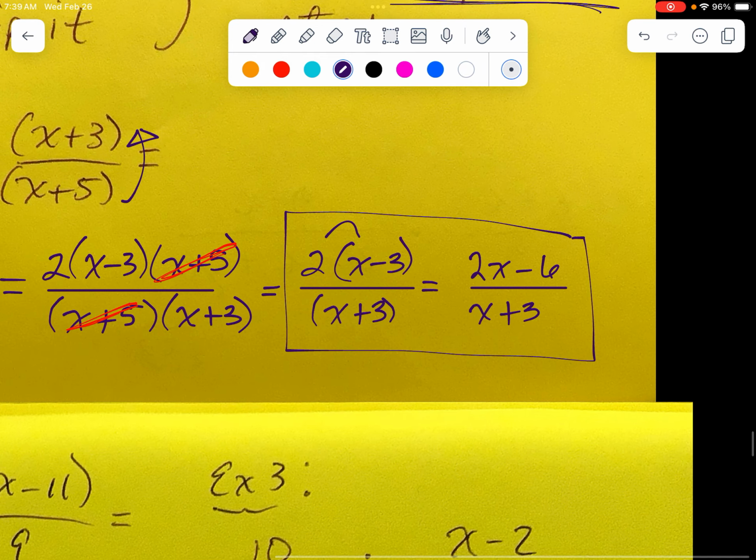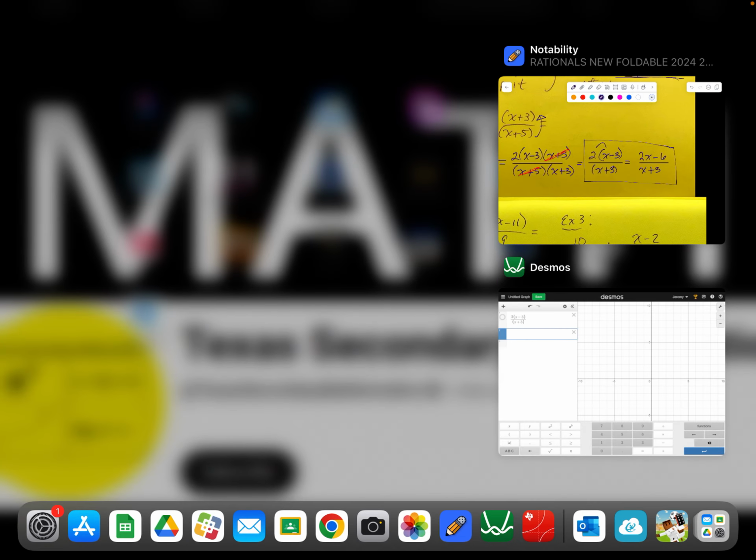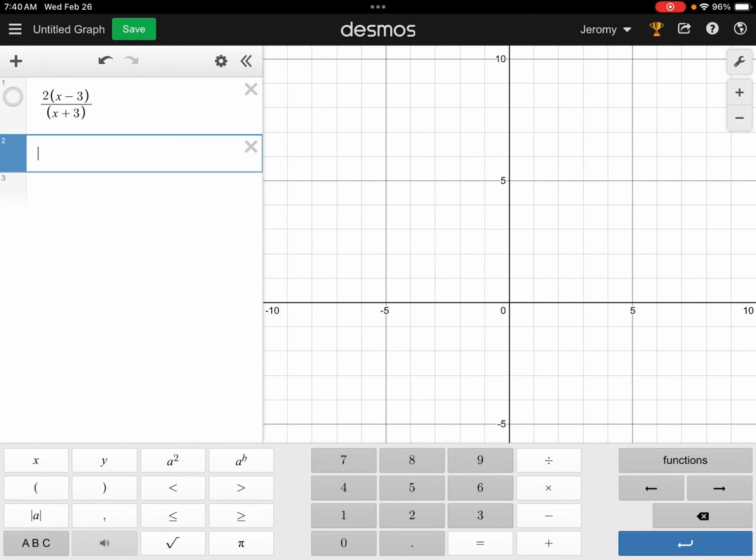So what does that look like in Desmos? Well, let's look at what we have here. Now, I have already put in my answer choice, not multiplied out. And then what I'm going to do is type in my problem. Now, when you type in your problem, it's going to look like a really funky looking fraction.